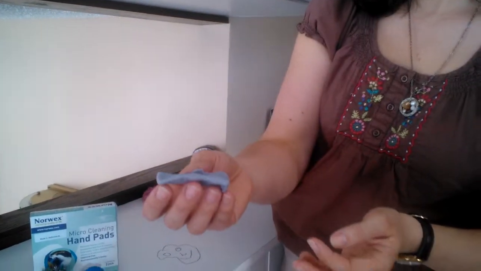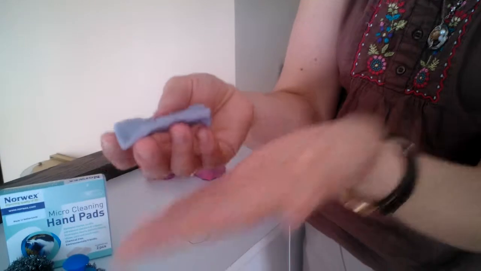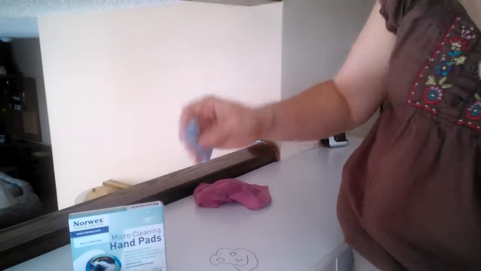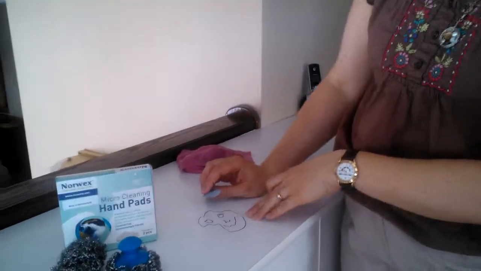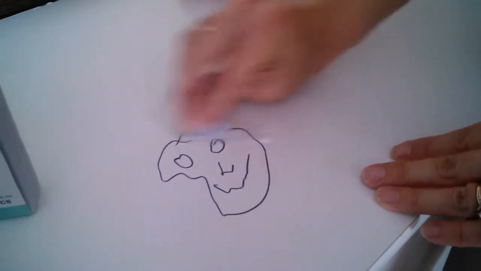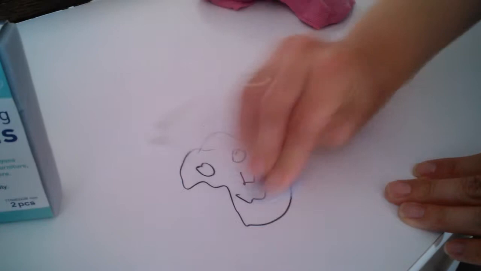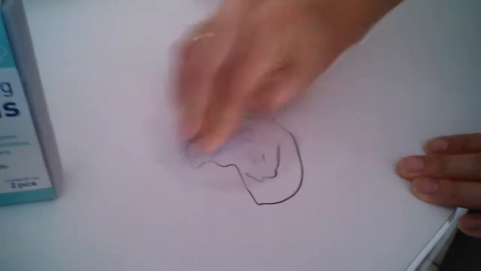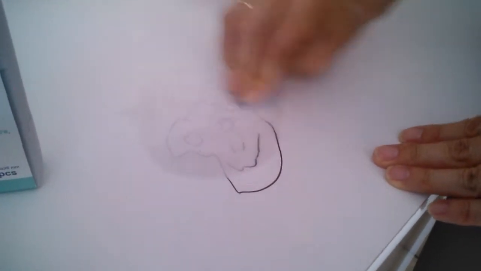This is one that I've already used before, but I can get it wet and keep going, so you can see how much it breaks down. This little white countertop that we have, somebody drew with Sharpie on it, and I'm going to show how that micro hand pad just makes that Sharpie disappear.